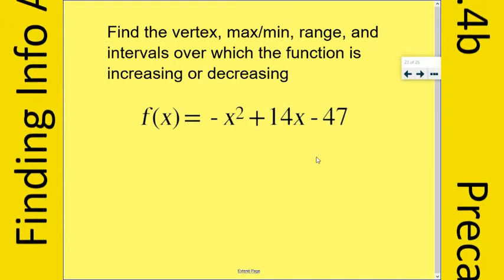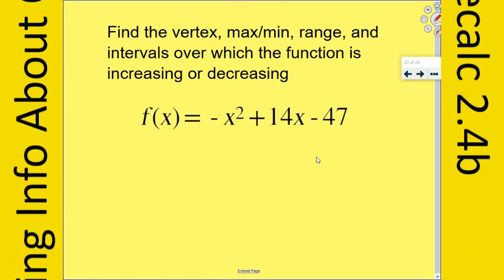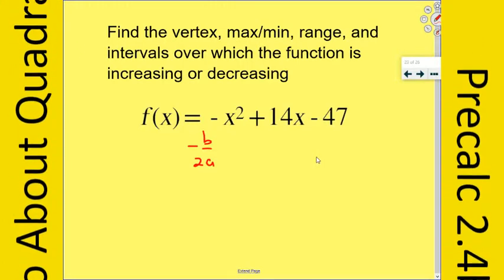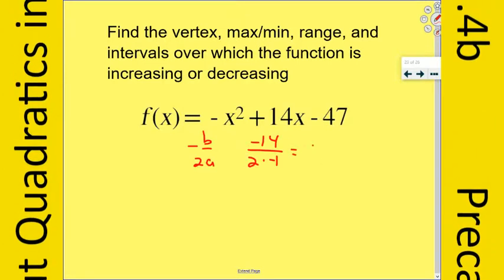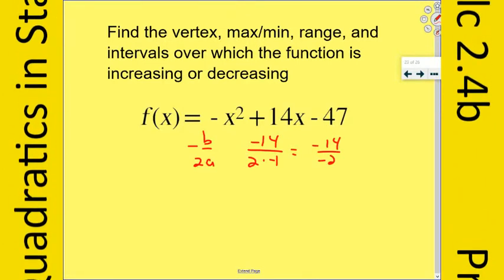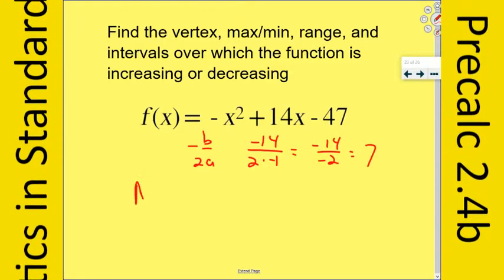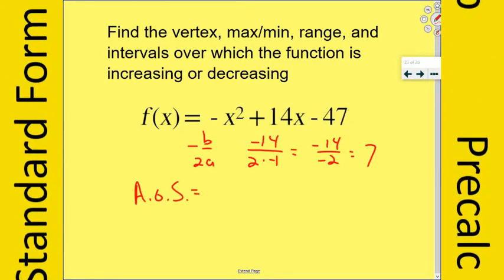Okay, in order to solve this, we have negative b over 2a. So we have negative 14 over 2 times negative 1, which is negative 14 over negative 2, which is 7. So this is our axis of symmetry. The axis of symmetry is equal to 7.